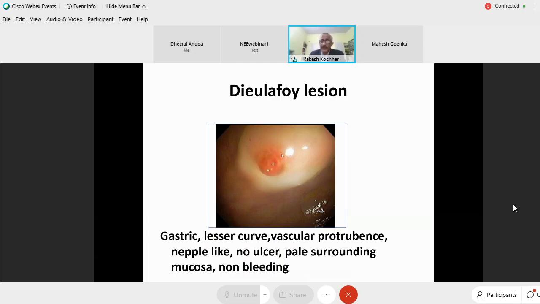So this is classically a Dieulafoy lesion, which can be there in any part of the intestine, especially in the stomach. When you inject it or you clip it, this should resolve very fast, and very characteristically, this lesion may be seen today and may heal tomorrow. So these lesions can, however, bleed profusely.